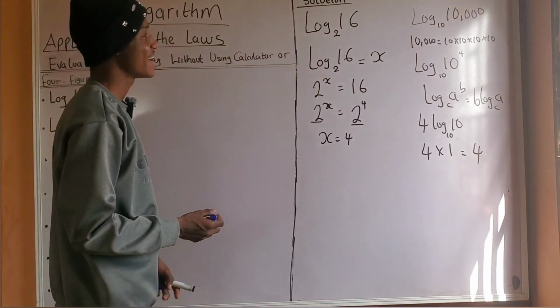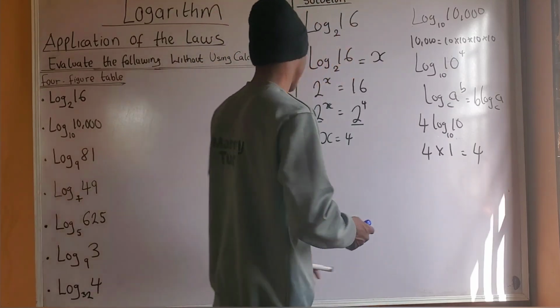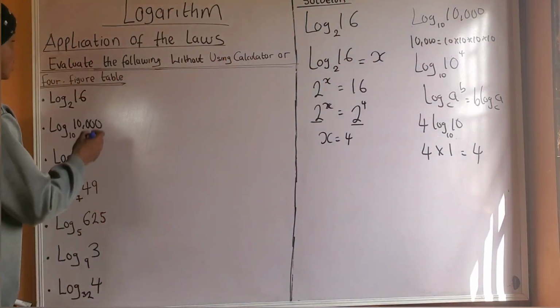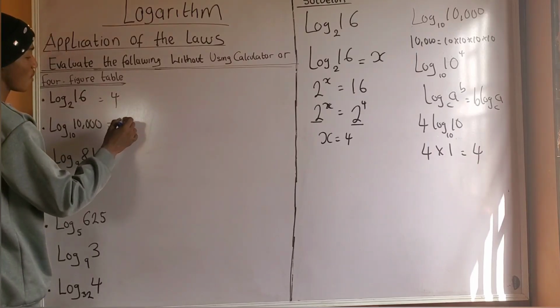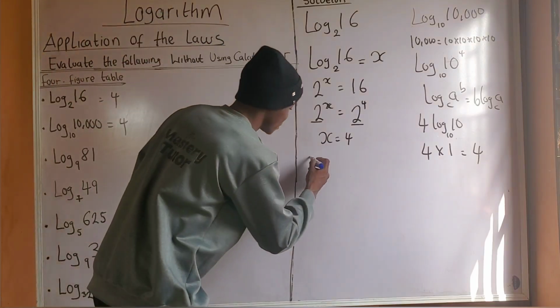You can see the first question we have 4. The second question as well, we have 4. Okay, let's look at the third question. The third question we have log 81 base 9.